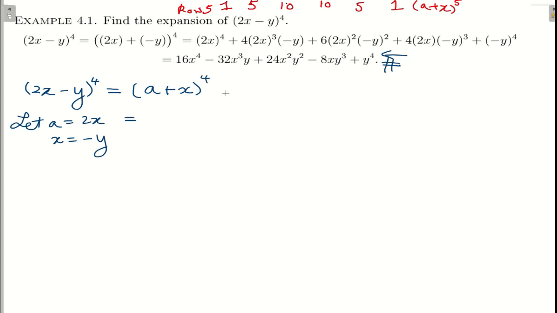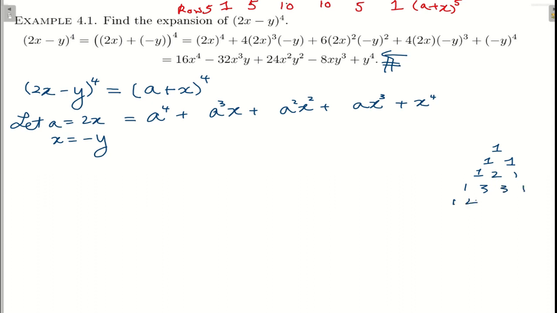And from the Pascal triangle, we get all the coefficients. The coefficient of a to the power of 4 is 1, plus a cubed x, plus a squared x squared, plus a x cubed, plus x to the power of 4, where the coefficients from the Pascal triangle are 1, 1, 1, 1, 2, 1, 1, 3, 3, 1, 1, 4, 6, 4, 1. This is the coefficient of the level of 4. So we have 1, and then 4, 6, 4, and 1.